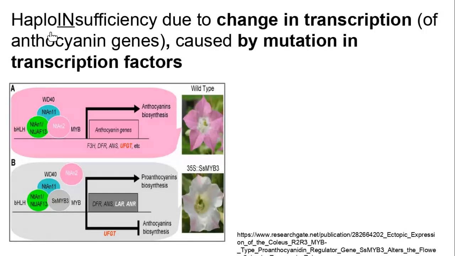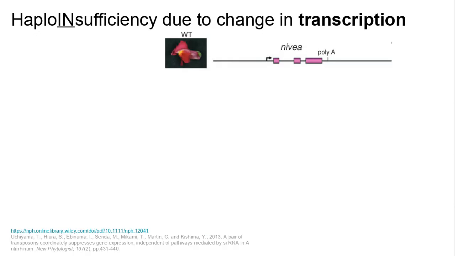We are going to look at haploinsufficiency because of a change in transcription, which is caused by mutation in the transcription factors. Actually, I'll go over one and then I'll come back to this. There you go, so that slide is going to show up again. I just wanted to talk to you about the mutation in the promoter region. So here, if we change how much transcription is made, then you would change the phenotype.